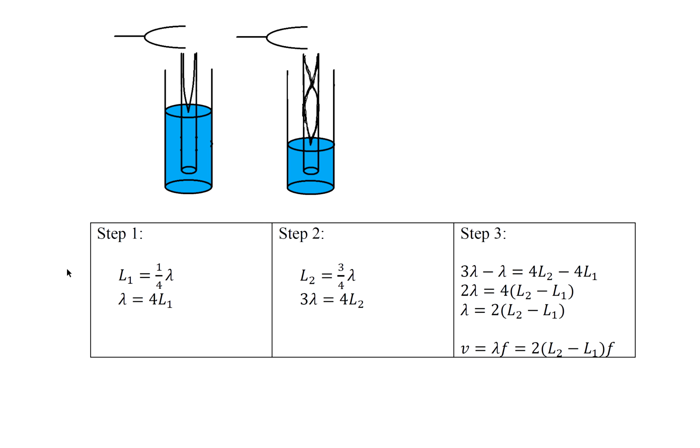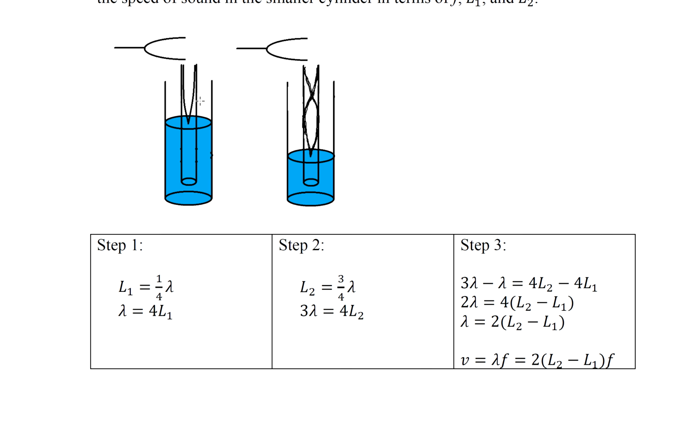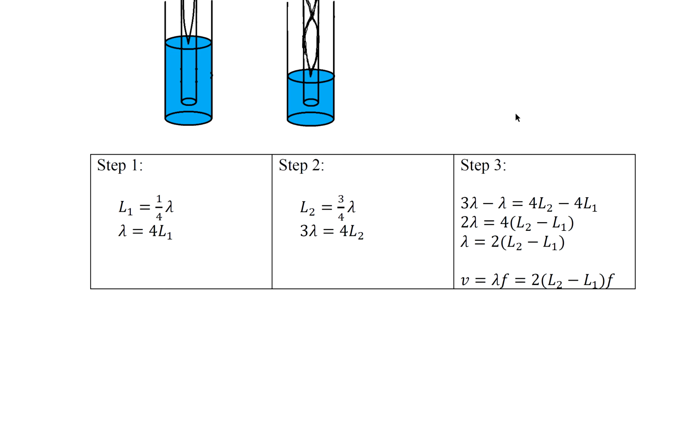So, step 1, let's find the wavelength from the image on the left. That's when we have a quarter of a wavelength. Step 2, let's find the wavelength when we have 3/4 lambda. Step 3, let's just subtract the two. Let's subtract these two equations. And then we end up getting v equals lambda f, which is 2 times (L2 minus L1) times f.